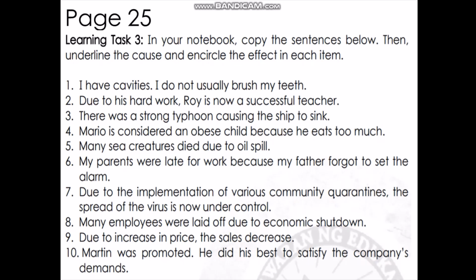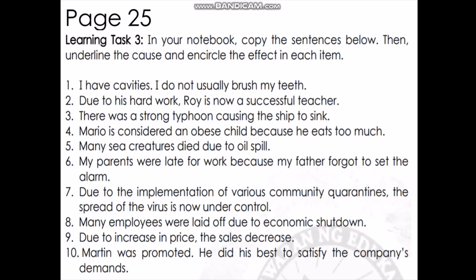Okay, for number 1, I have cavities. I do not usually brush my teeth. Number 2, due to his hard work, Roy is now a successful teacher. Number 3, there was a strong typhoon causing the ship to sink. Number 4, Mario is considered an obese child because he eats too much. Number 5, many sea creatures died due to oil spill. Number 6, my parents were late for work because my father forgot to set the alarm.